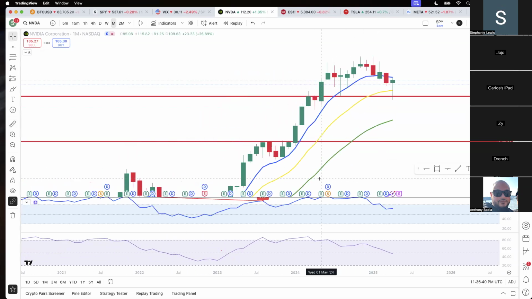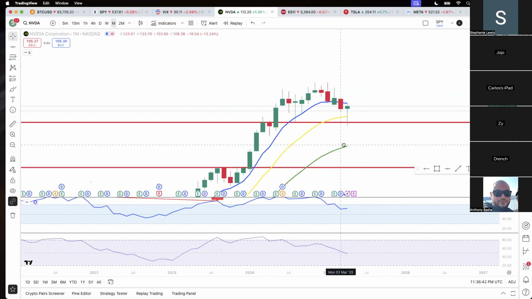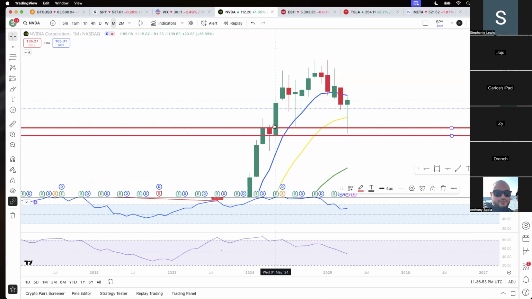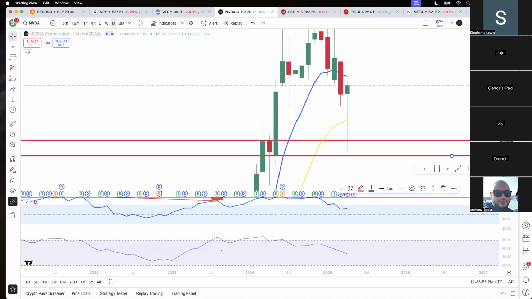All right. So on the monthly, we can see here we have this breakout level. Now, I'm also going to mark the bottom of this breakout candle, because sometimes if we lose the breakout level, what I've seen is that the market will wick to the candle that did that breakout. So that level is 85. All right, that's that level.